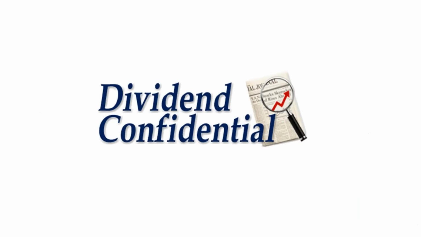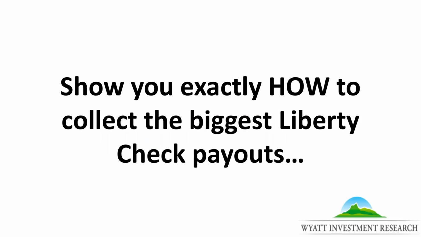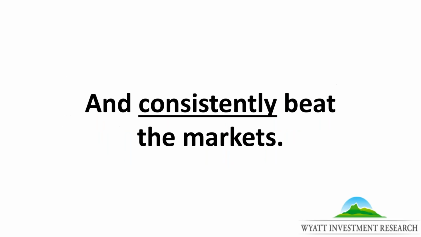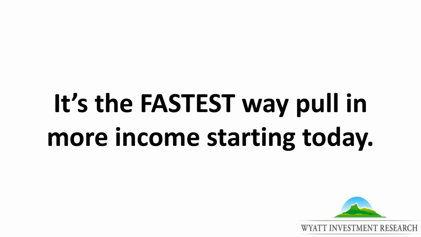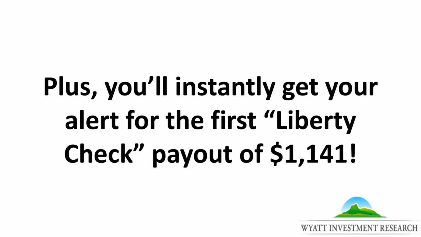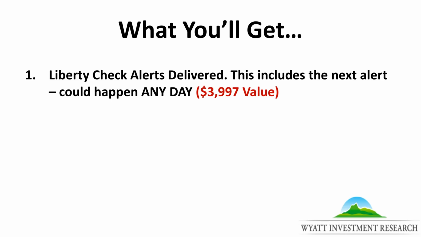So this is all part of Steve's amazing Dividend Confidential, okay, which is designed to give you the complete insider Liberty Check trading solution, showing you exactly how to collect the biggest Liberty Check payouts, to consistently beat the markets. Simply put, this is the fastest way to pull an extra income every 22 days. And the best part is that first payment is happening right now. You'll immediately get an alert for your first Liberty Check payout of $1,141 today at 2 p.m. That's in just 59 minutes.